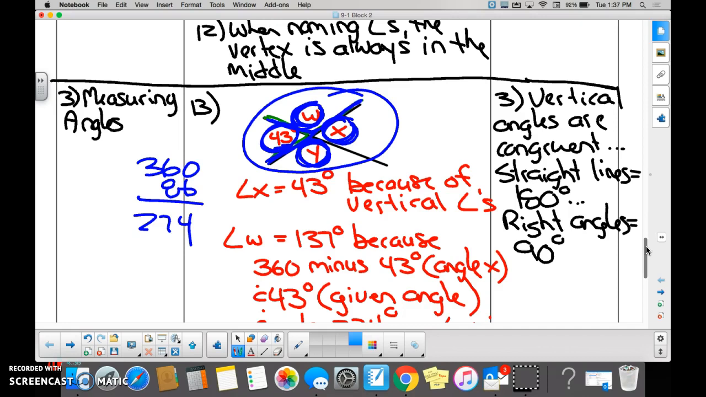The other thing is we said, and this is another way of looking at it, if you know this angle is 43 degrees, and there's a straight line here, what's a straight line measure? 180. So if you know that this angle is 43, what is 180 minus 43? 137. 137 degrees, because we know that together those two angles make a straight angle, or a straight line.